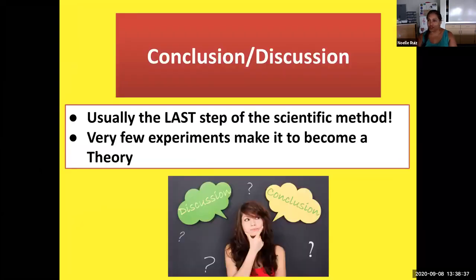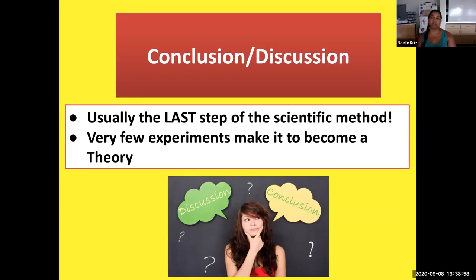And then the conclusion or discussion section. This is step 5. It's usually the last step of the scientific method. Very few experiments make it to become a theory. In fact, theories have to have multiple experiments to support it. So sometimes it's called the conclusion section. Sometimes it's called the discussion section because you're discussing the results of your data.